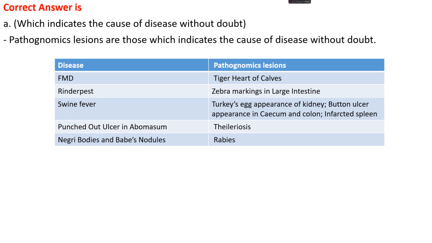Okay. Let's see the pathognomonic lesions of some important diseases. In case of FMD, it is tiger heart of calf. In case of rinderpest, it is zebra marking in the large intestine. In swine fever, we say turkey egg appearance of kidney, button ulcers in cecum and colon, and infarcted spleen. Punched out ulcer in abomasum is seen in case of theileriosis. Negri bodies and presence of Babes' nodules are seen in case of rabies.